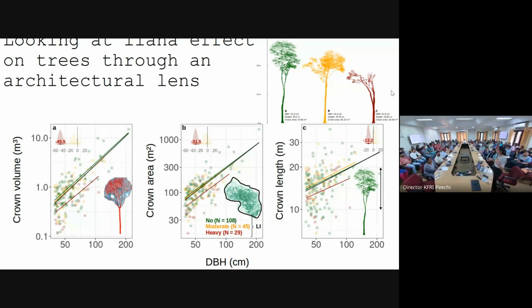So in this study, we only look at the species that have lianas, and then we compare, within those species, the individuals that have lianas and those that don't. We see a huge difference in the architecture of those individuals within the same species.